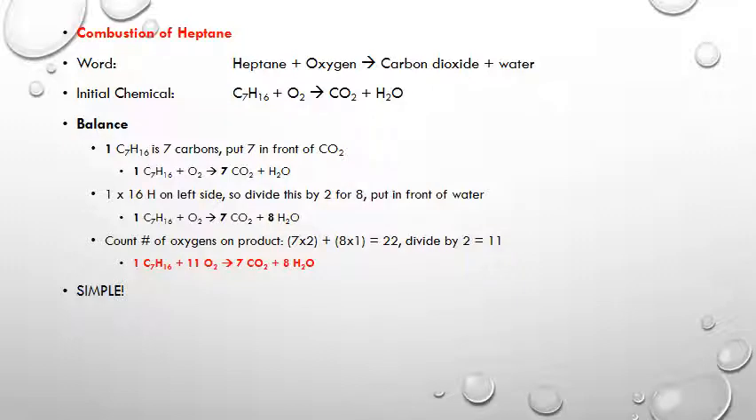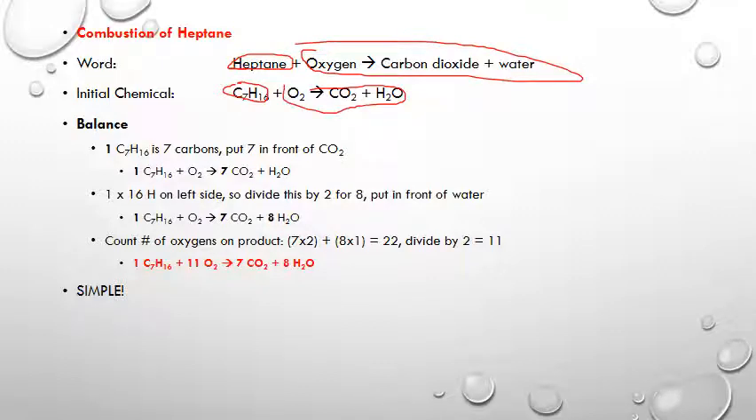So let's do another one, heptane. So here's the word equation. And here's the initial chemical equation. All right. So put a 1 in front of the heptane, and this says I have 7 carbons, so I'm going to put a 7 in front of the CO2. Done. Okay.